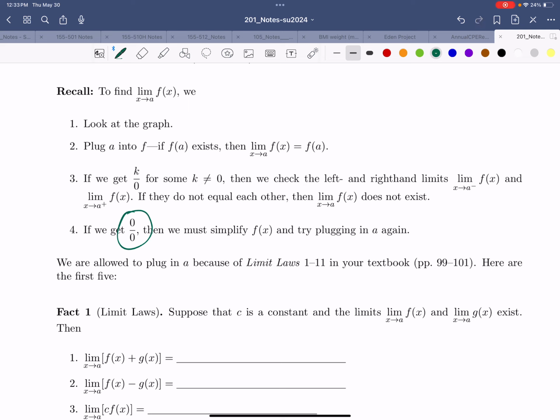And if we get 0 over 0, as we saw last time, that means it's an indeterminate form, and we have to simplify our expression and then try plugging in a again. Usually the way we simplified was by factoring.